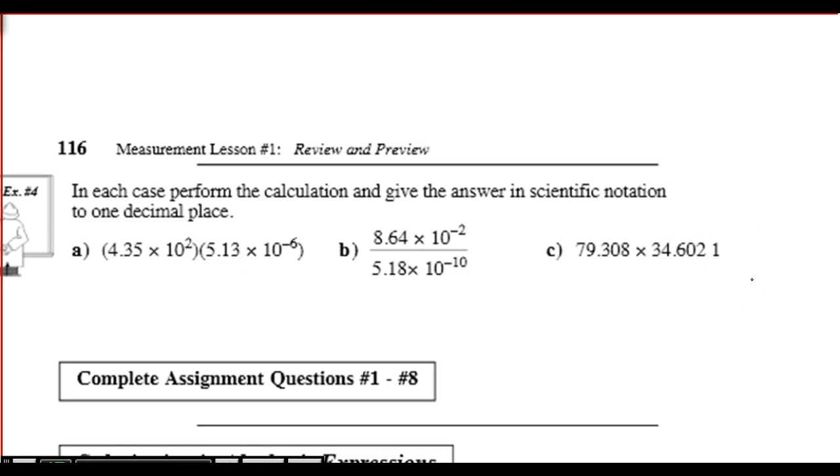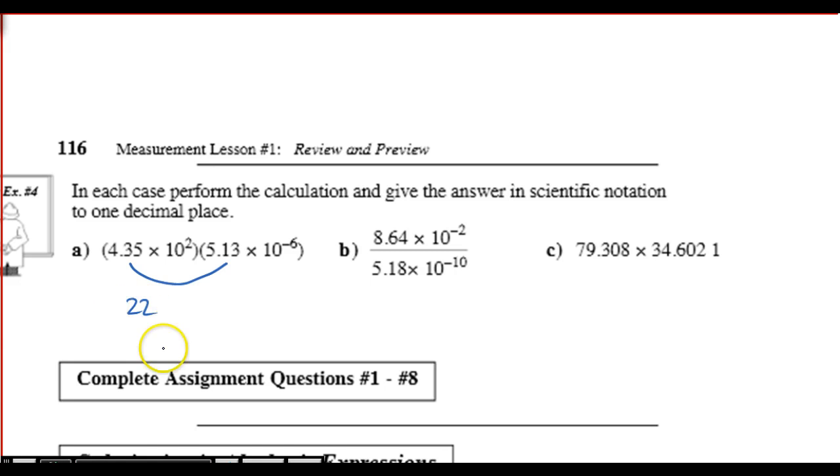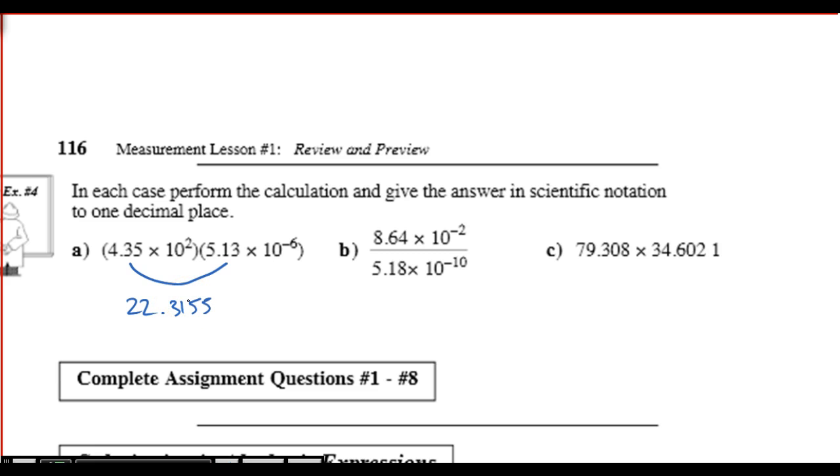Okay, moving on to example number 4 here. So when we're multiplying in scientific notation, just follow your exponent laws. Multiply those two numbers first, and then multiply the 10 with the powers on the 10. So we have 4.35 times 5.13. It's going to be 22.3155 times 10.